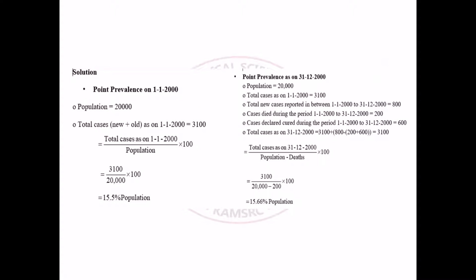So the answer will be 3,100 by 20,000. Population is reduced by 200 here. So 20,000 minus 200 into 100, that is 15.66% of the population. That is the point prevalence as on 31/12. Is it clear? You understood this, I think. So here we have to subtract the number of deaths from the population, and before coming to the total number of cases, we have to add the new cases and then delete whoever are treated and death cases.